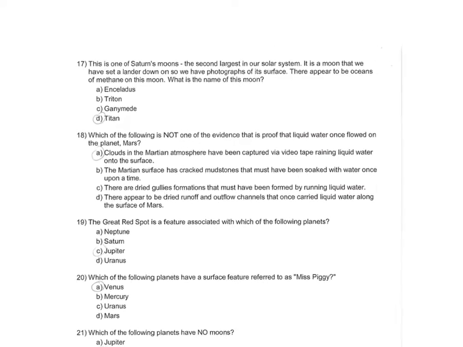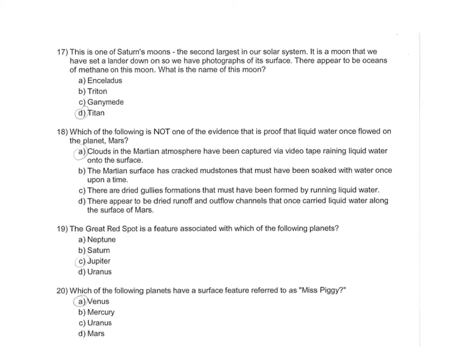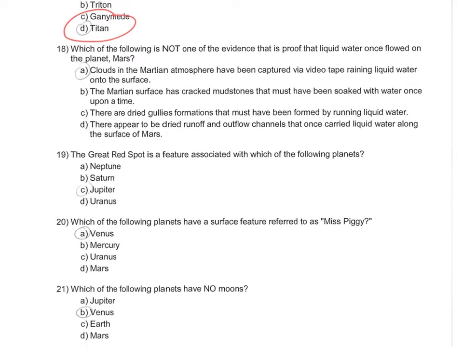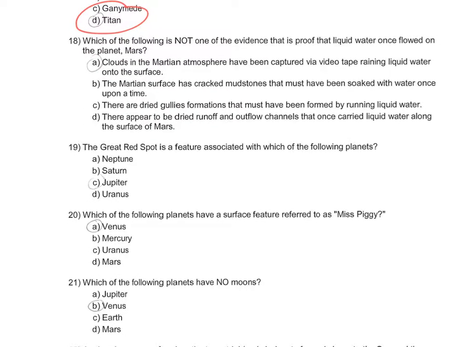All right. The next question, which one of Saturn's moons is the second largest in our solar system? And it's also one that actually appears to have an atmosphere, and it rains liquid methane. And the answer there is Titan, not to be confused with Triton. So Titan is one of Saturn's moons that we have actually landed the Huygens spacecraft on.